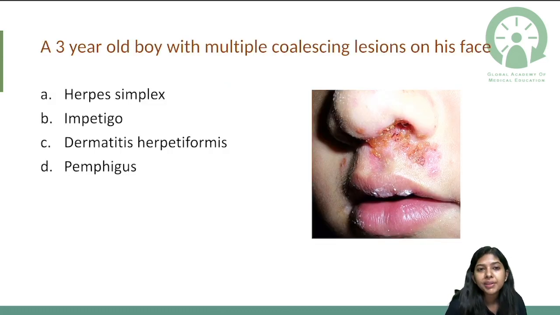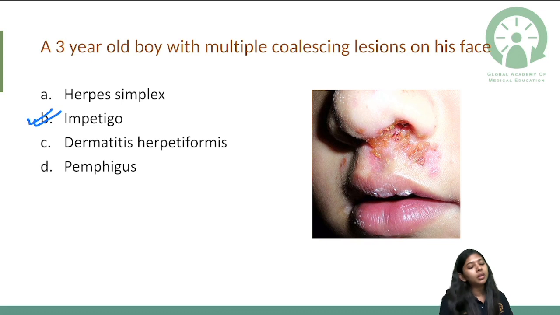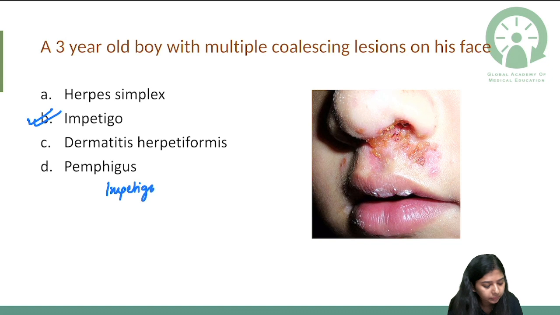So let's now move to questions on bacterial infections. A 3-year-old boy presented with multiple coalescing lesions on his face. What is your diagnosis? See the picture, you're getting crusted lesions. It's honey colored, honey colored crusted lesions in the perinasal and periorbital area. Very classic, and the population here is a child, so very classic of impetigo. Remember, impetigo is of two types: bullous impetigo and non-bullous impetigo.